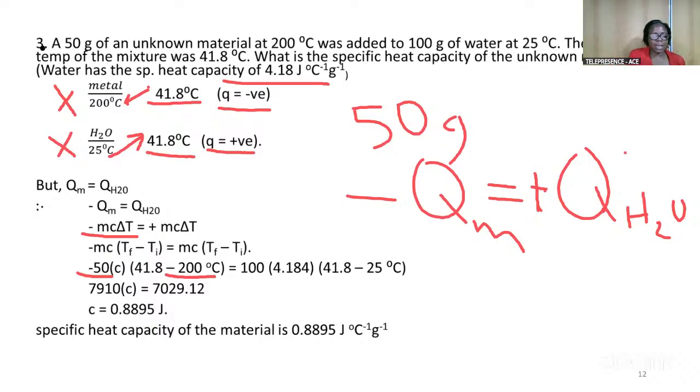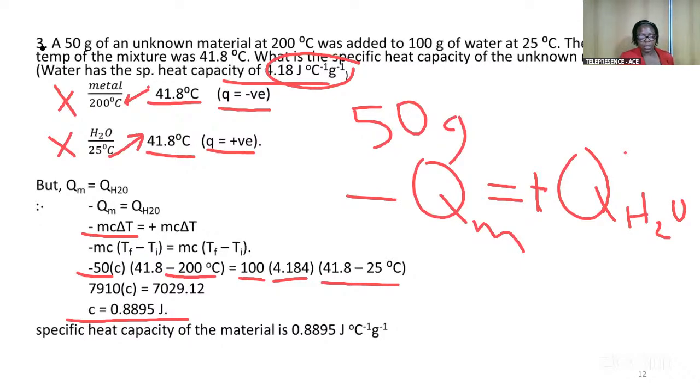But when you come to the side of water, you will find our mass is 100, specific heat capacity is known, which is in joules per degrees Celsius. That is why we are not converting it. We want to maintain this unit at the end of our calculation, so you leave it in degrees Celsius. At the end of your calculation, you will obtain C in joules, 0.8895 joules. You are free to make that calculation yourself and you will find the answer to be correct.